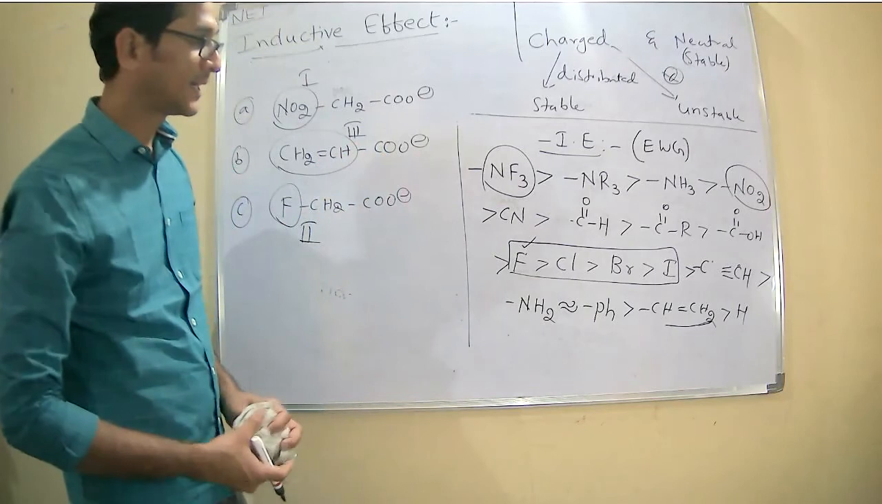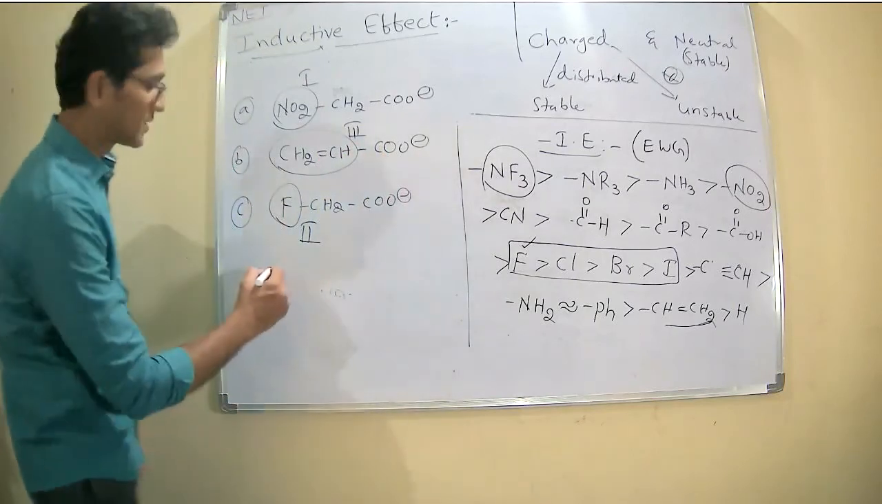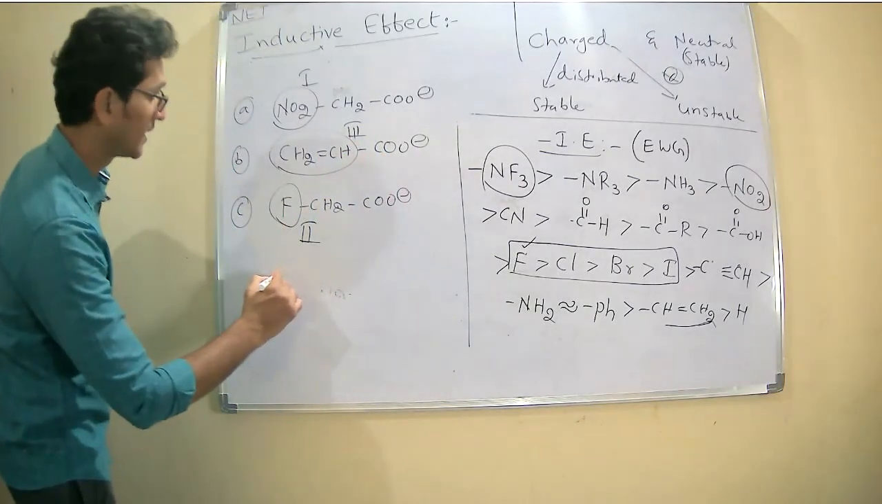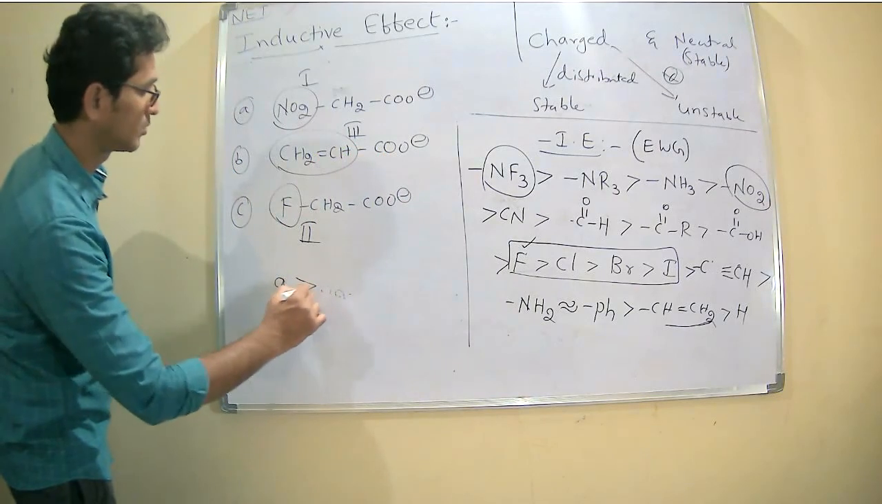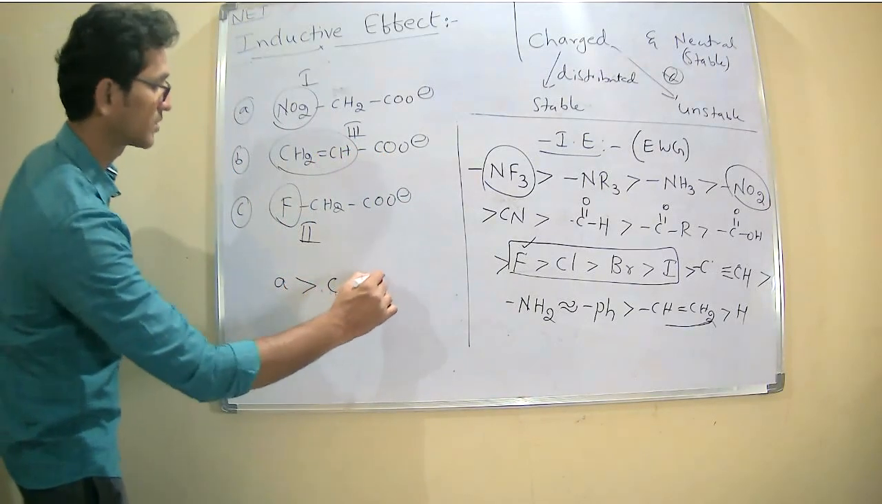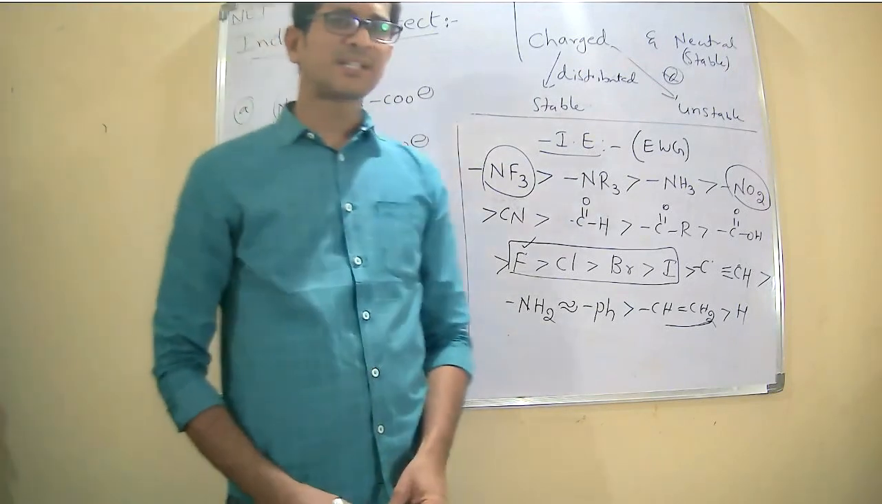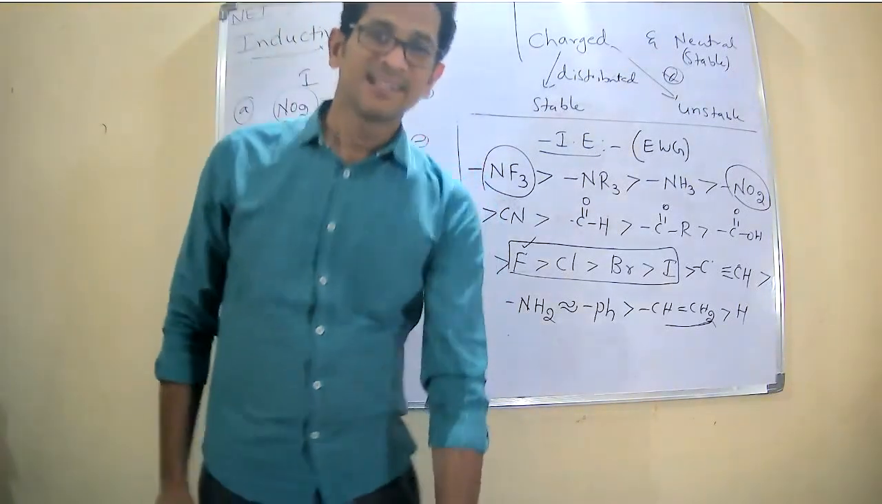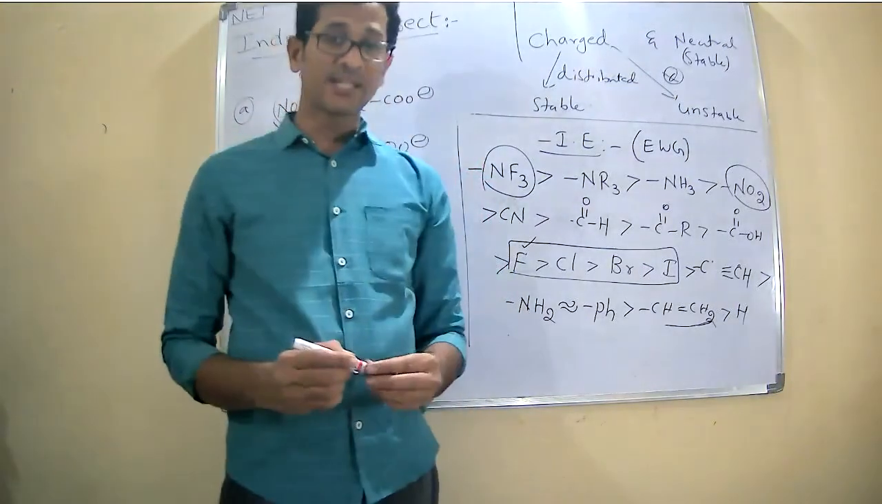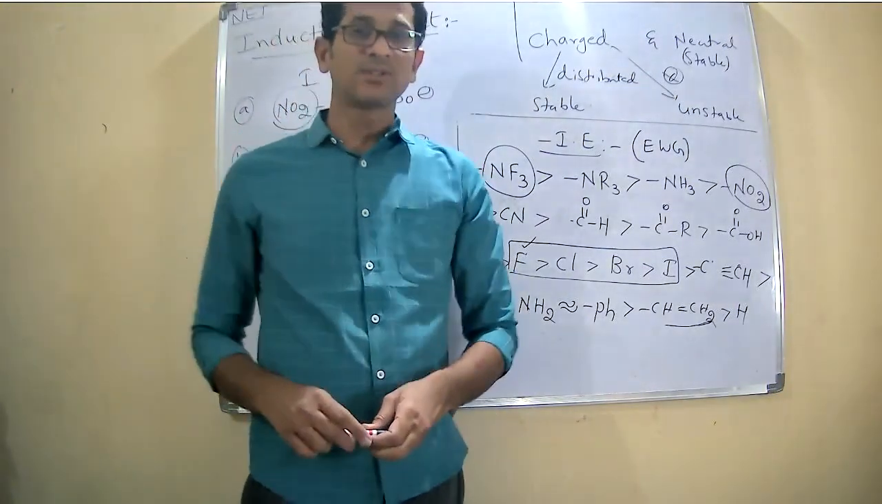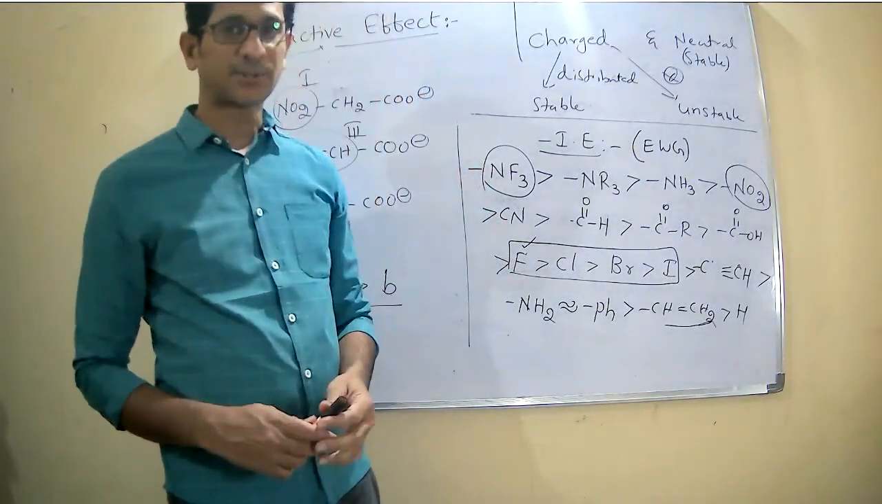Right? Okay. So now, the stability order: A is more stable than C, which is more stable than B. So this is the introduction of the inductive effect. In the next class, we will discuss the applications of the inductive effect. Okay, thank you. Good night.